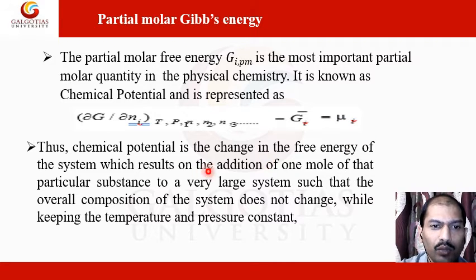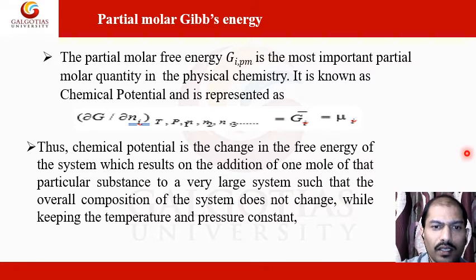Thus, the chemical potential is the change in the free energy of the system which results on the addition of 1 mole of that particular substance to a very large system, such that the overall composition of the system does not change, while keeping the temperature and pressure constant. So here, if temperature and pressure are kept constant, there will be no change in the overall composition of the system.